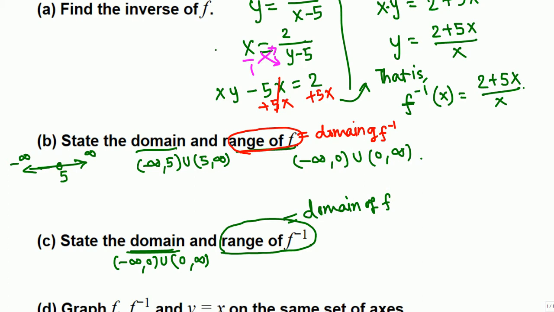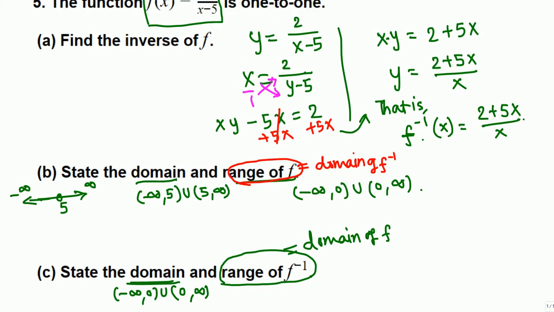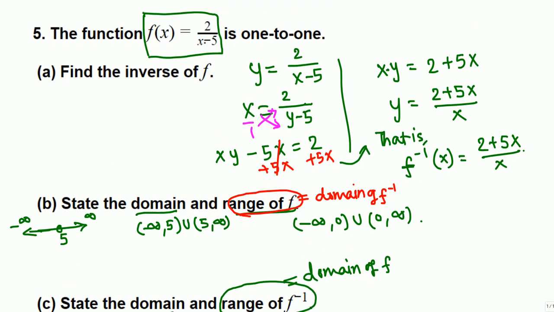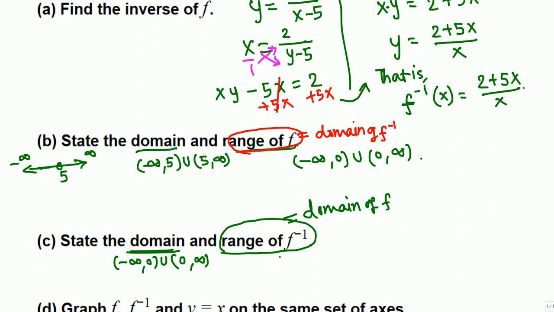When f inverse is the inverse of f, f will be the inverse of f inverse. So they interchange the domain and range. So the range of f inverse will be the domain of f, and we found here the domain of f is, this is the function f, all reals but 5. So that will be negative infinity through 5 union 5 through infinity.